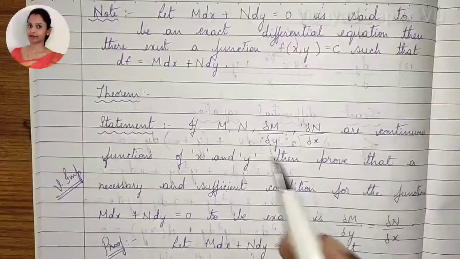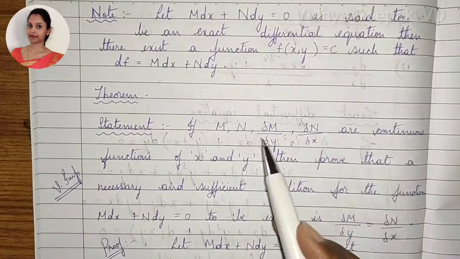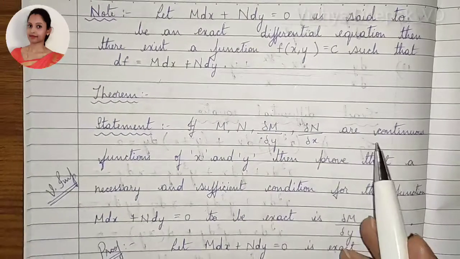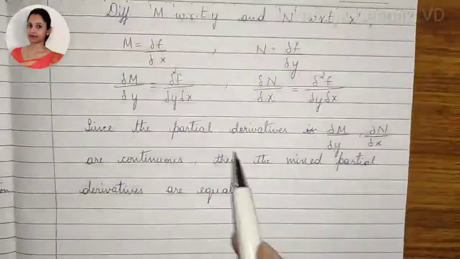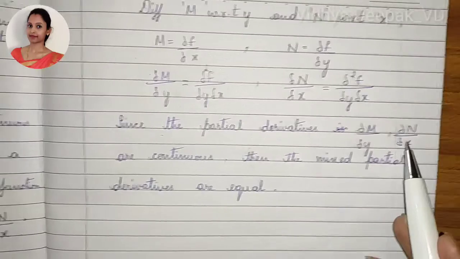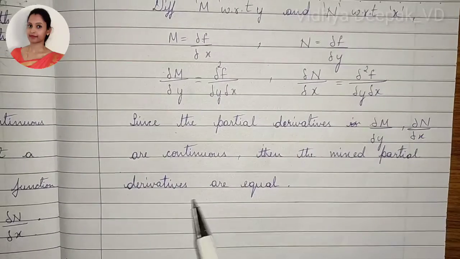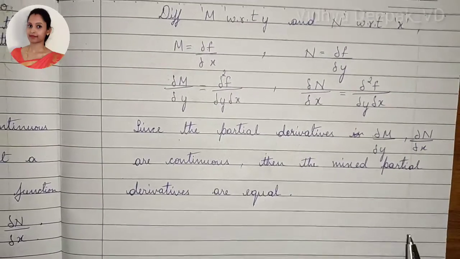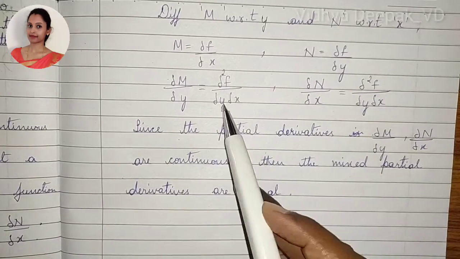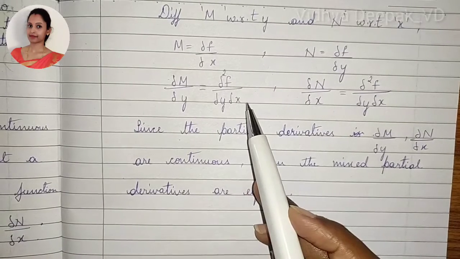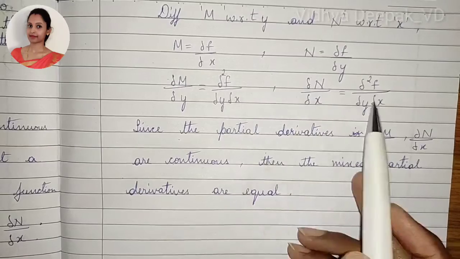We know that these two functions are continuous. Whenever any two partial derivatives are continuous, we can say that their mixed derivatives are also equal, right? The mixed derivative is nothing but dou by dou x. This is the mixed derivative. So their mixed derivatives are equal.